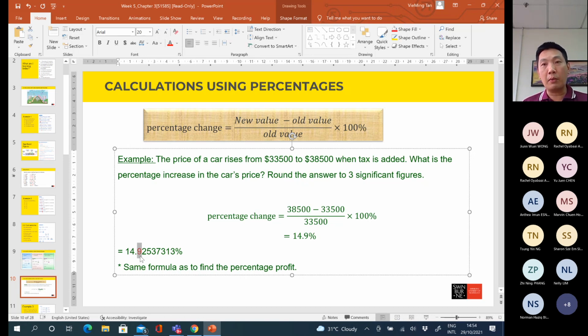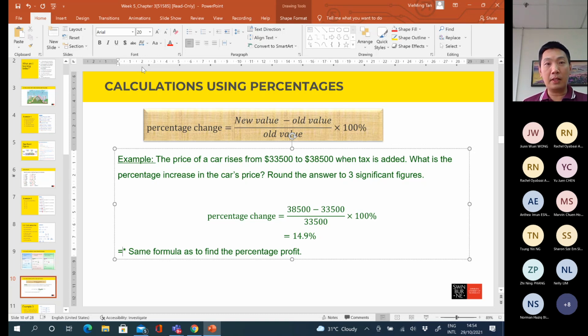Now we have to decide whether we want to round down or round up. It depends on the next digit on the right hand side. The next digit is 2. 2 is less than 5, so I have to round down. Round down means we can just ignore the numbers on the right hand side. So the answer is 14.9%. So far so good.